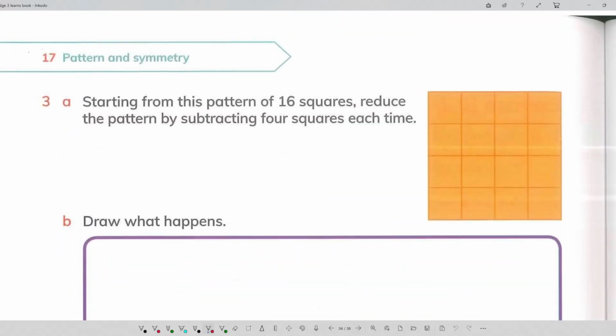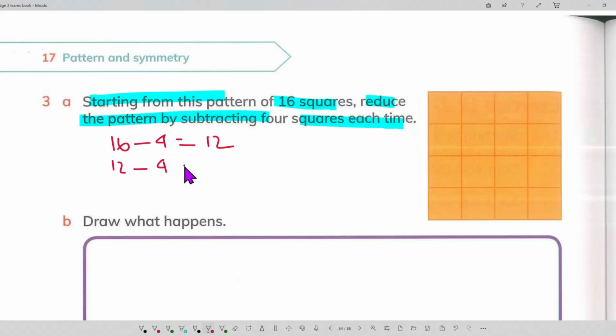Next, starting from the pattern of 16 squares, reduce the pattern by subtracting 4 squares each time. Okay, so starting it will be 16, and next reduce the pattern by subtracting 4 squares each time. So what will be the result? 16 minus 4 will be 12, then again 12 minus 4 will be 8, 8 minus 4 will be 4, and then 4 minus 4 will be 0.